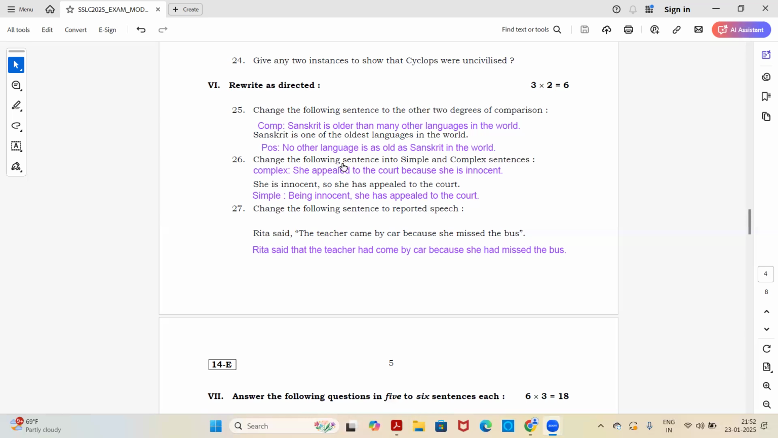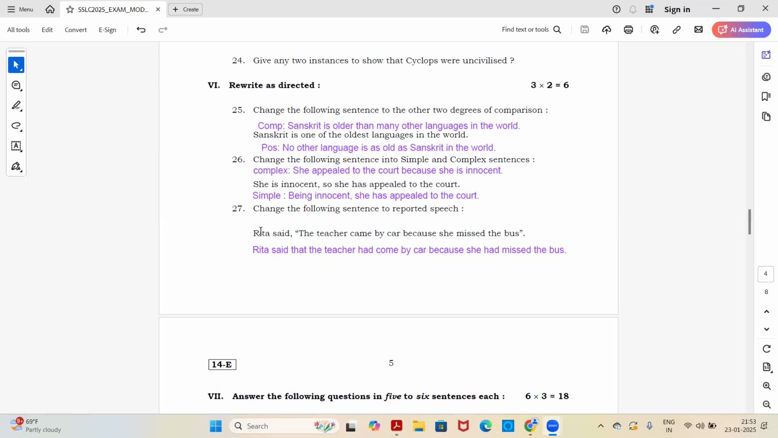Coming to the next question, change the following sentence into simple and complex. So that means the question is given in a compound sentence, because we have 3 kinds of sentences again, simple, complex and compound. So the question is, she is innocent, so she has appealed to the court. So this is compound because a conjunction is used here. Now to convert into the other two sentences. So let's say complex sentence: she appealed to the court because she is innocent. Simple sentence: being innocent, she has appealed to the court. Okay. So this is how you change.